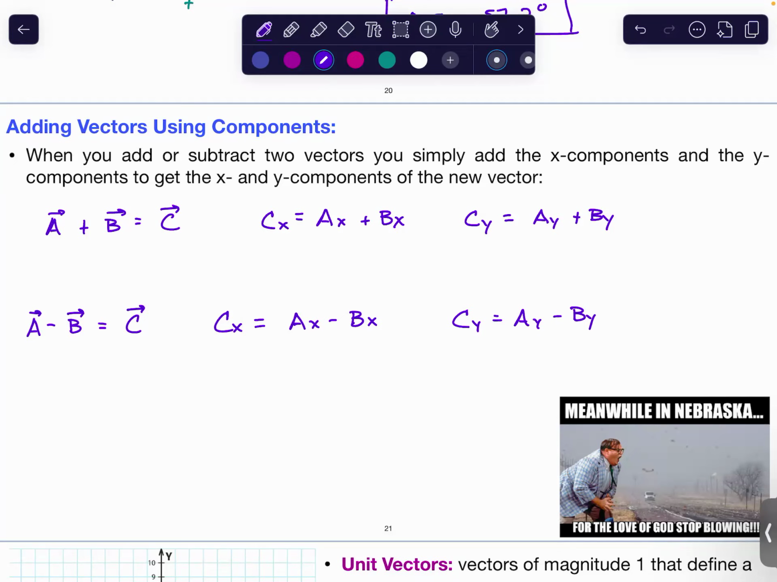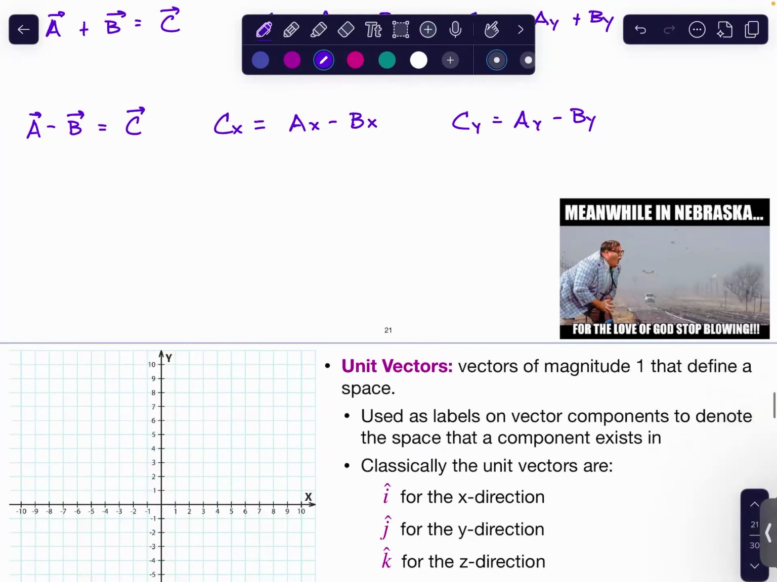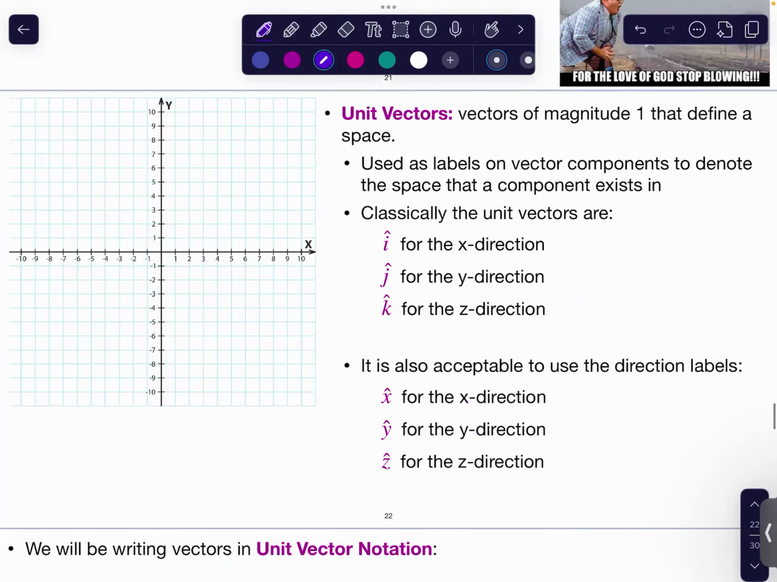But we do have to take this a little bit further. We're going to talk about unit vectors. You see how all these have a little hat on? That's how you pronounce them. It's like i hat, j hat, k hat, or x hat, y hat, z hat. I don't care which ones you use. You'll see me predominantly using i, j, and k because that's the classic way to do it. But these unit vectors are going to have a magnitude of 1, and they are going to define the space that your vector is in. So for a Cartesian system, they define your rectangular coordinates.